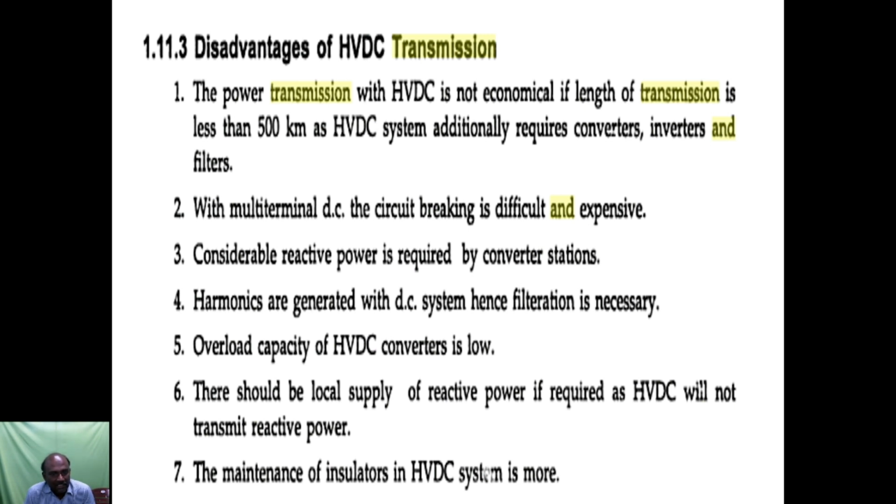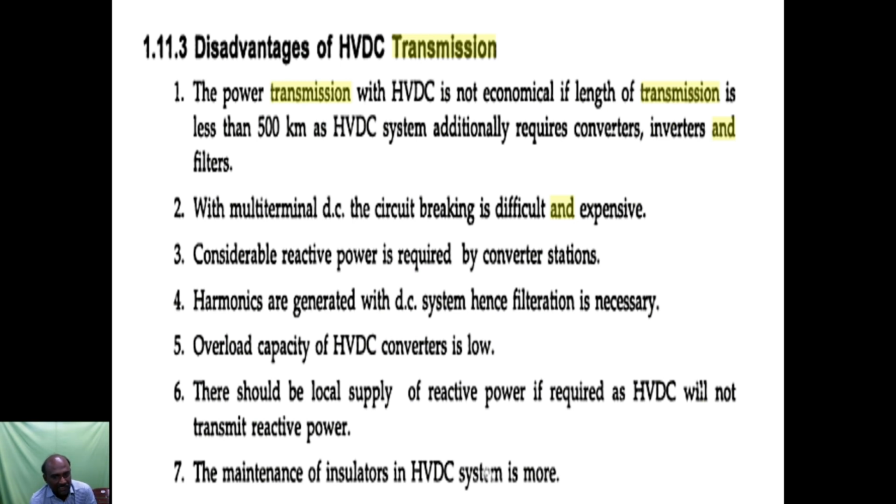With multi-terminal DC, the circuit breaking is difficult and expensive. In multi-terminal DC, we have inverter and converter stations, so circuit breaking is difficult and also expensive. Considerable reactive power is required by the converter stations. The converter stations require reactive power, so they are used along with many power-consuming devices. We have reactive power compensating devices at the converter stations.